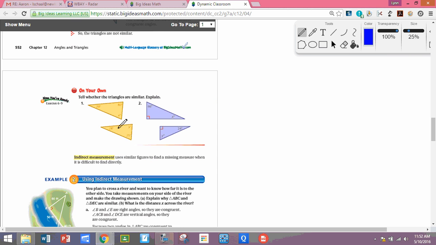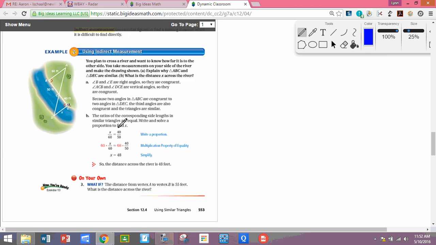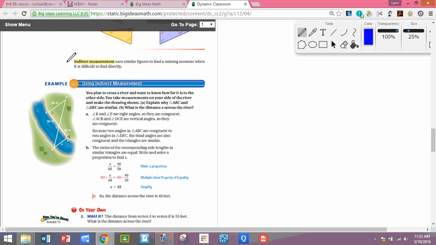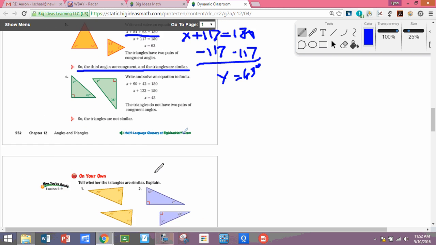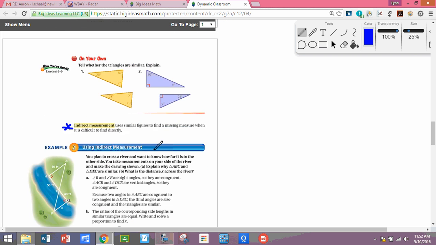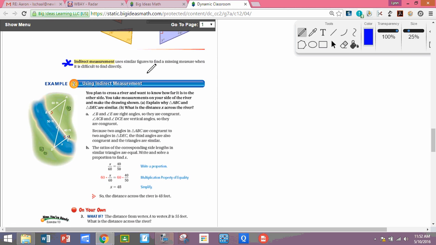Okay. So we're going to talk also about indirect measurement here. I'm not going to go through example problems here with you because we've already done this. So it's all a review. Indirect measurement, though, says that you can use similar figures to find a missing measure when it's difficult to find it directly. Like in this example, you plan to cross a river and want to know how far it is to the other side. So you can use similar triangles to figure that out.